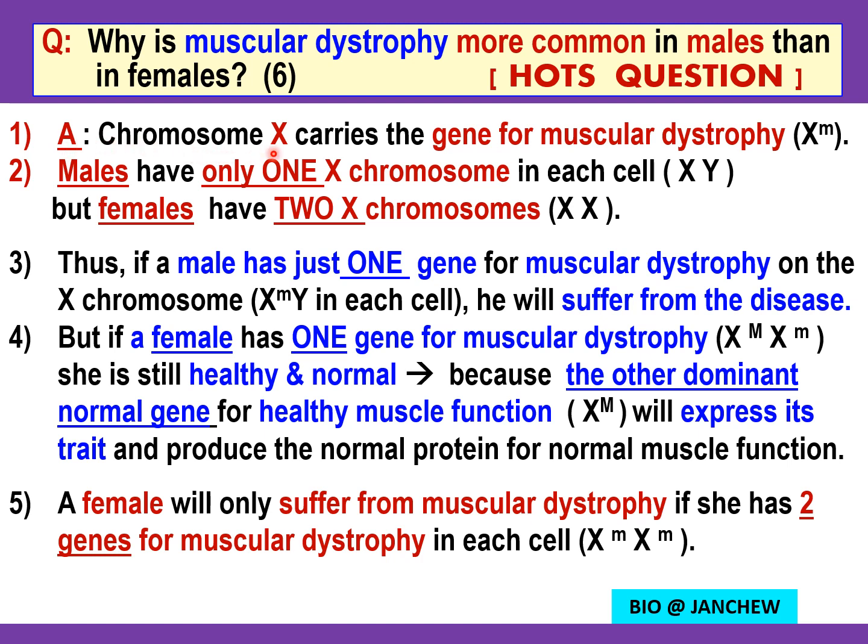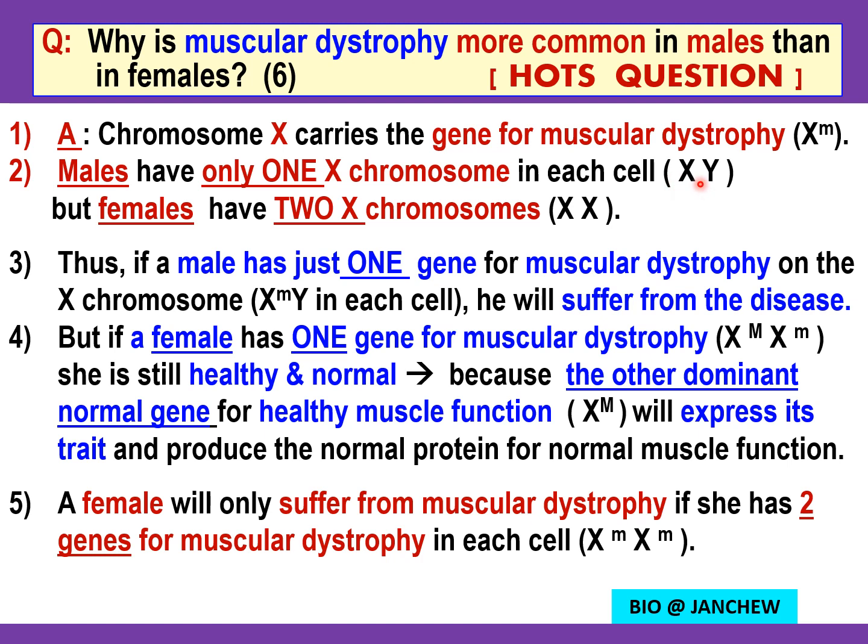The sex chromosome X is the one that carries the gene for muscular dystrophy. For people who have muscular dystrophy, the gene is on chromosome X, symbolized by an X for chromosome X, and the small m here symbolizes the gene carried on the chromosome X, the gene for muscular dystrophy. Now, males have only one X chromosome in each cell, XY. This is the pair of sex chromosomes in males.